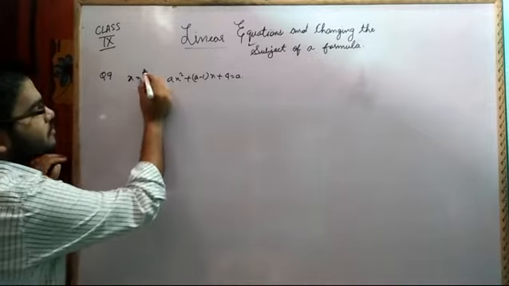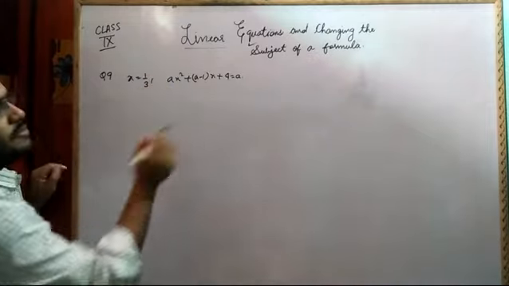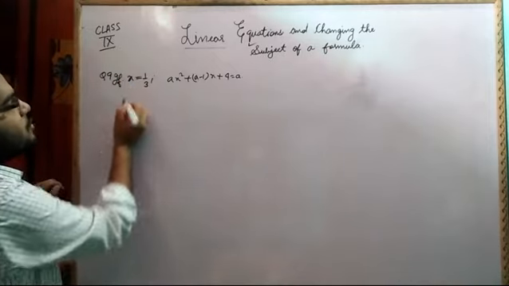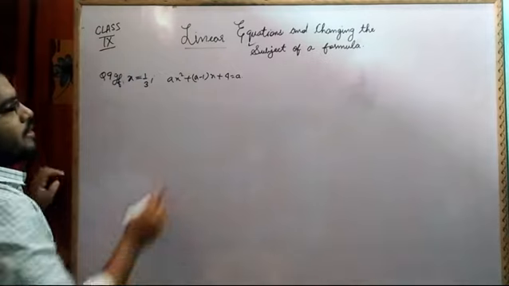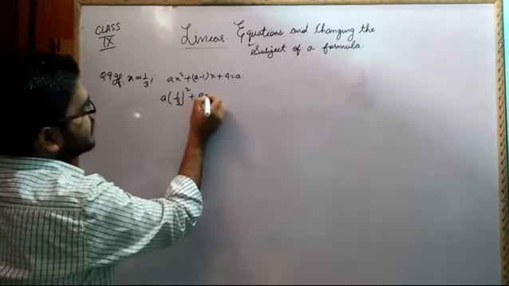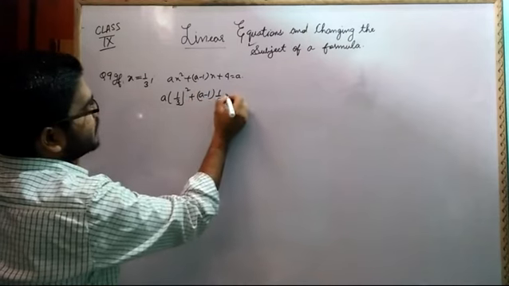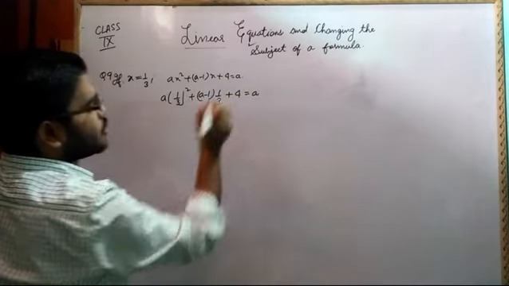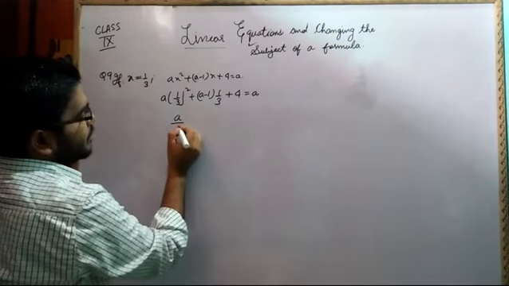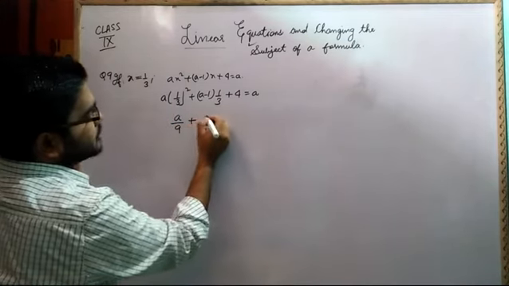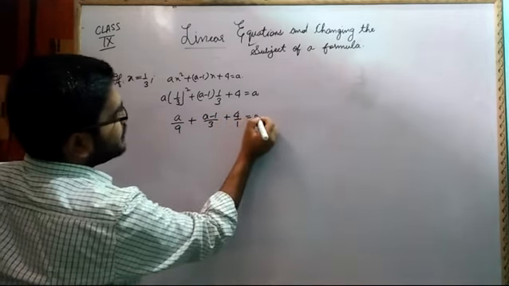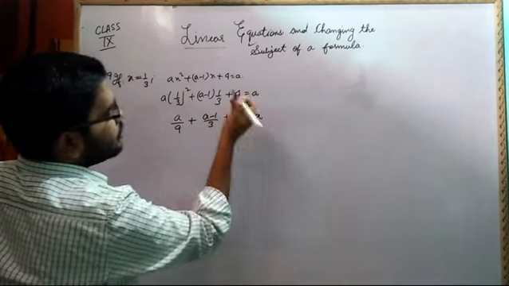So what we will do? First we will put the value of x here, and then we will simplify. That's all. x value is given. If x is equal to this, find the value of a. So a into 1 by 3 whole square plus a minus 1 into 1 by 3 plus 4 is equal to a. Now 1 by 9. So I can write a by 9, 3 square is 9, plus a minus 1 by 3 plus 4 by 1 is equal to a. 4 upon 1 we can write.